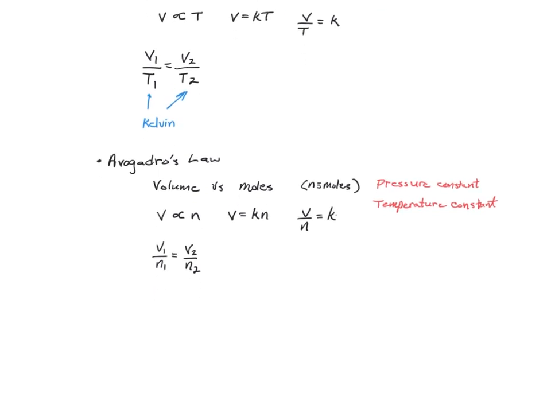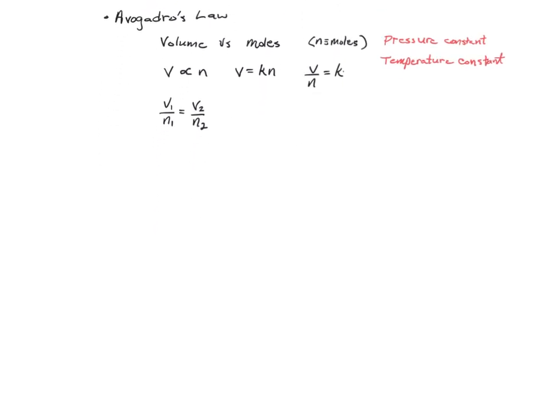Now, all these laws that I've shown you have all depended upon certain assumptions about some properties being held constant. But what if you don't have a system where it's just one thing being changed? What if multiple things are changing? Well, that's when we use the combined gas law. Okay, the combined gas law kind of puts all this stuff together.